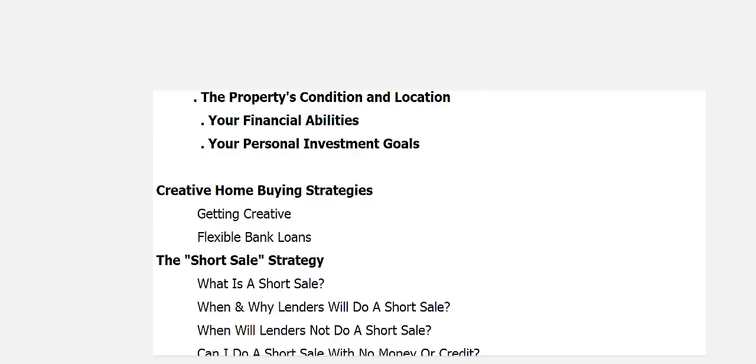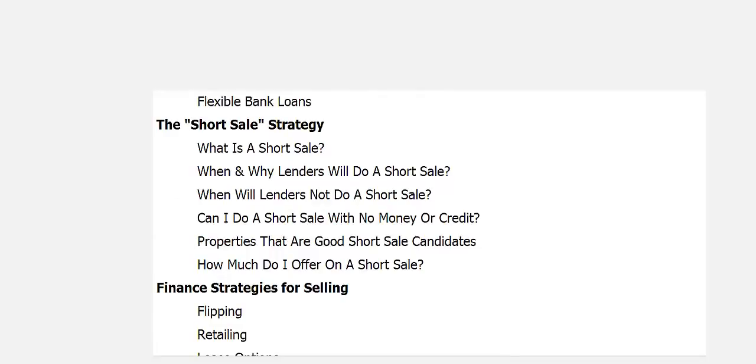Now, what's a short sale strategy? What's the definition of a short sale? When and why lenders will do a short sale? When will lenders not do a short sale? Can I do a short sale with no money or credit? Properties that are good short sale candidates. How much do I offer on a short sale?